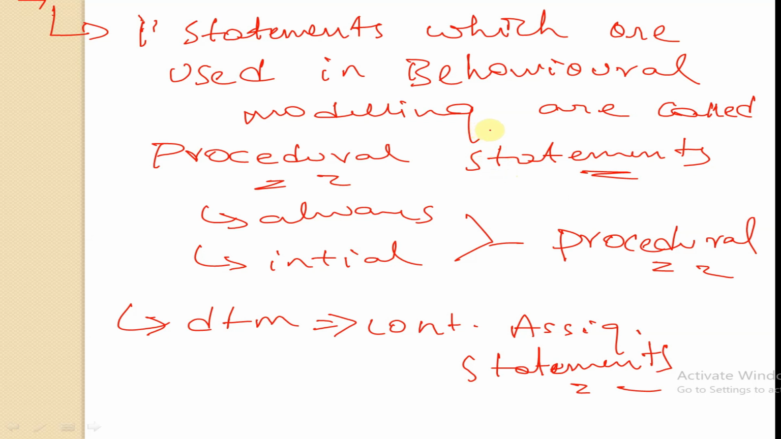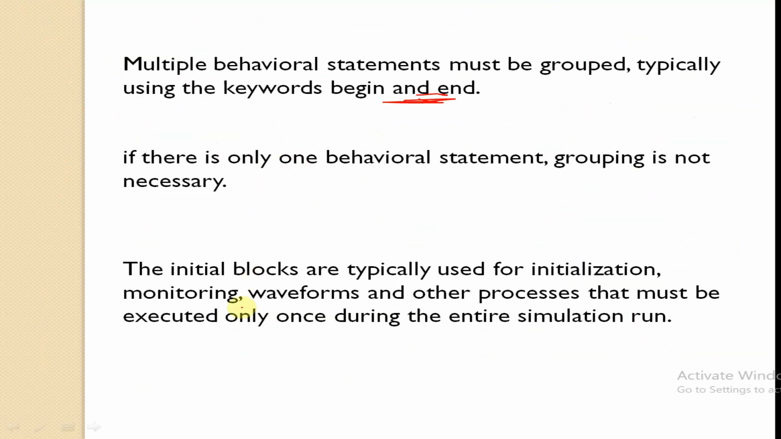So the statements which are used inside the behavioral modeling are called procedural statements, and those which are used inside the data flow modeling are called continuous assignment statements. So this is about initial blocks.